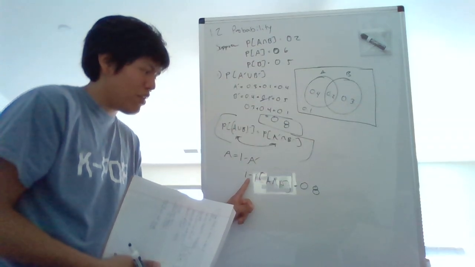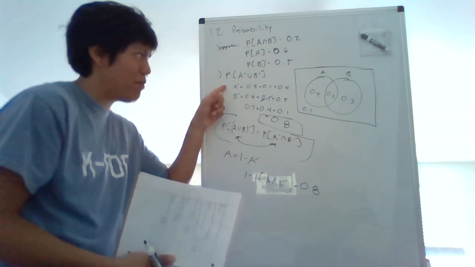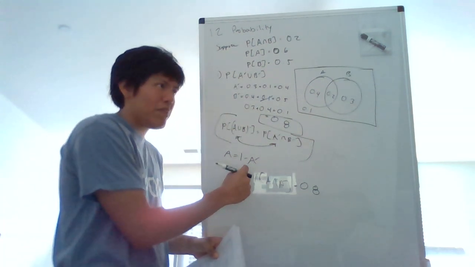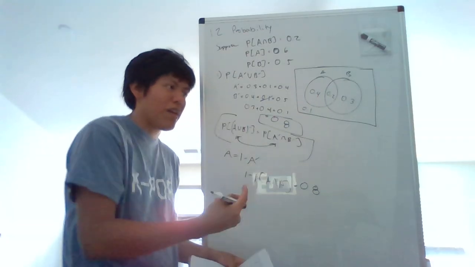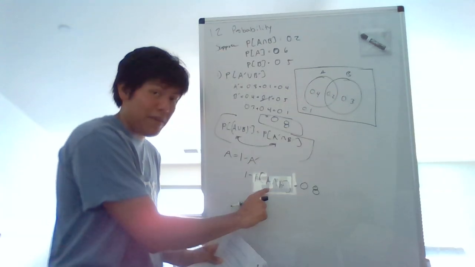Likewise, 1 minus the event is equal to the complement. It works both ways. You can do 1 minus the complement is equal to the event, or 1 minus the event is equal to the complement. It's interchangeable, which is what we did here.